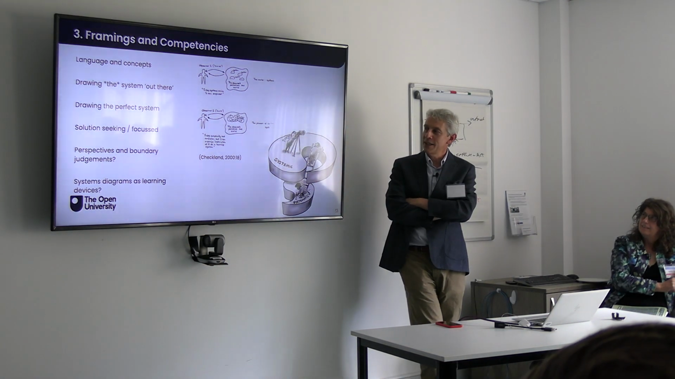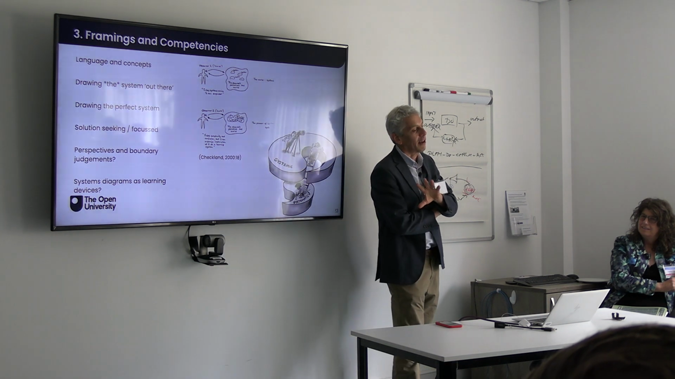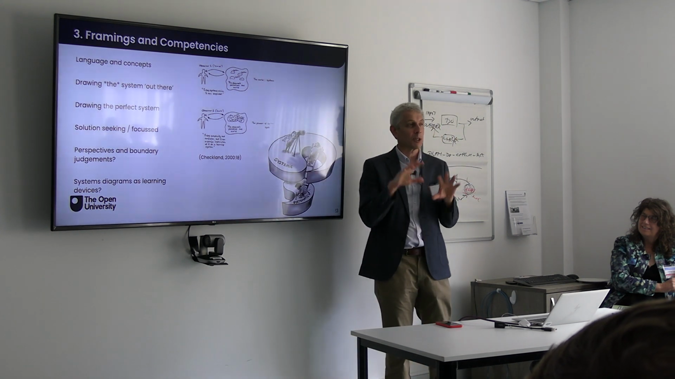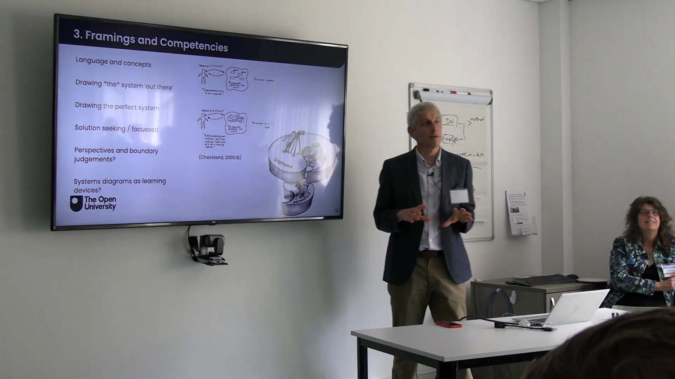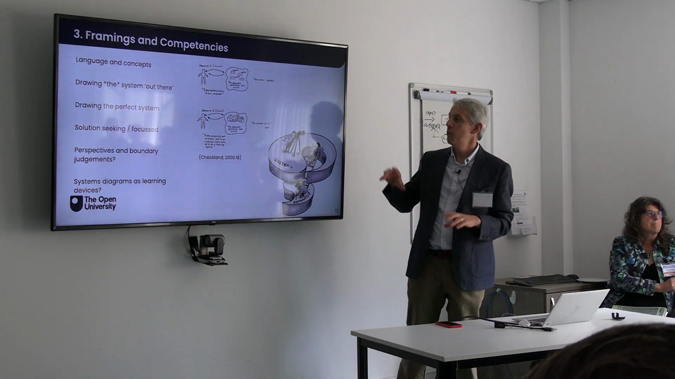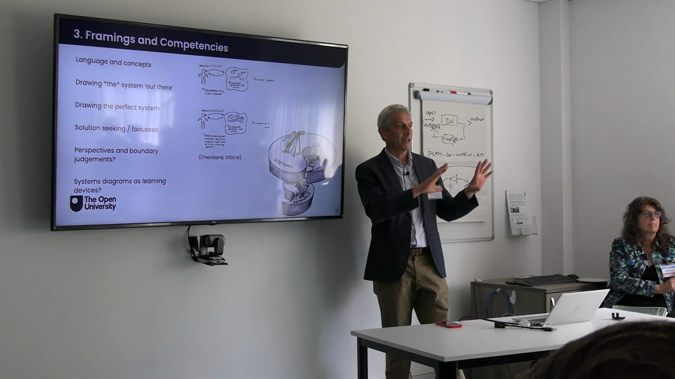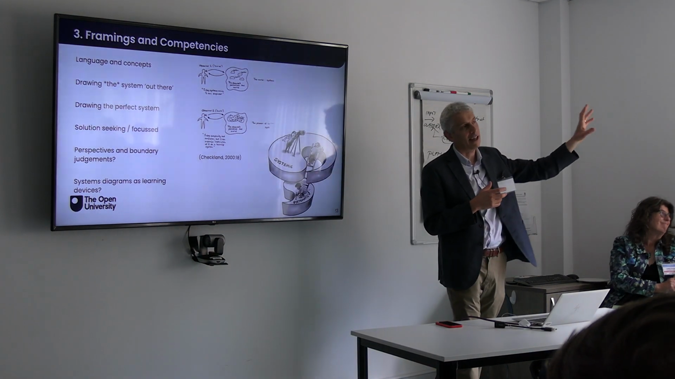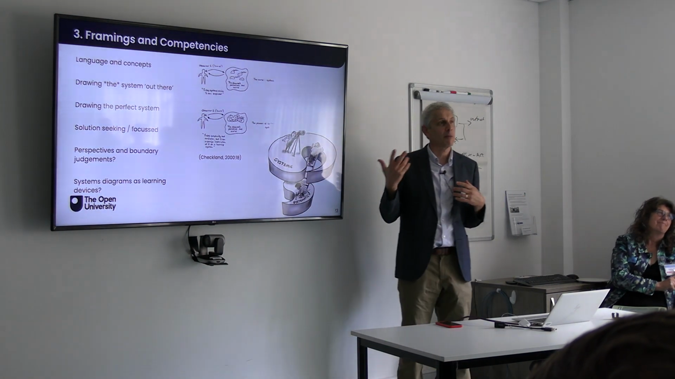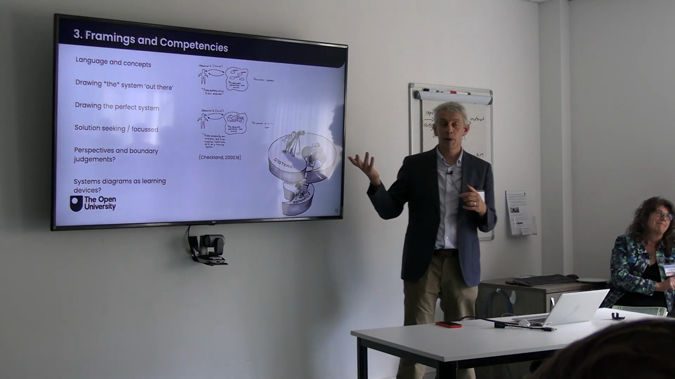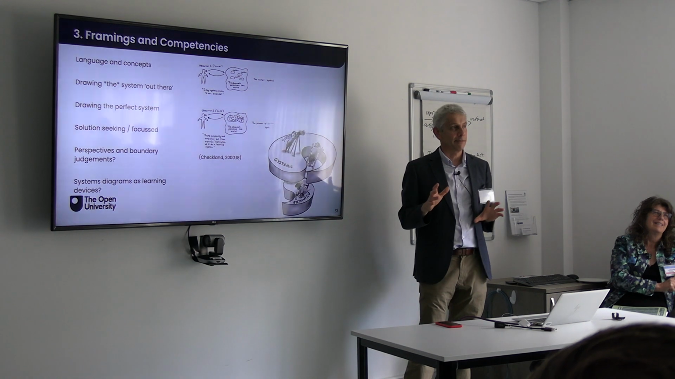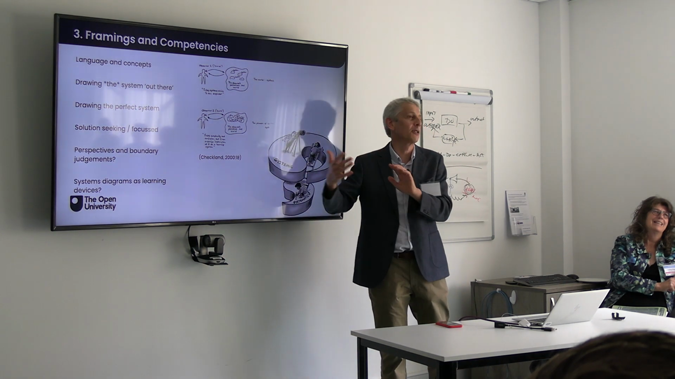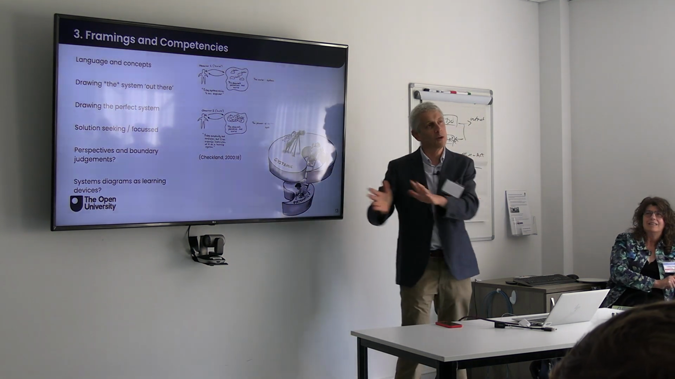But framings and competencies are really important, and what we see in a lot of diagramming is that the language and concepts are absolutely key, because through diagramming you can explore the language people are using and the conceptual framings they're using. But we find that a lot of people want to draw the system out there, and Ray touched on this this morning, that ontological sense of systems existing out there, or systems that you are creating in your mind to make sense of that messy world. A lot of people also want to draw the perfect system. They want to get everything in. And solution seeking: they want to draw the system so that it provides a solution.